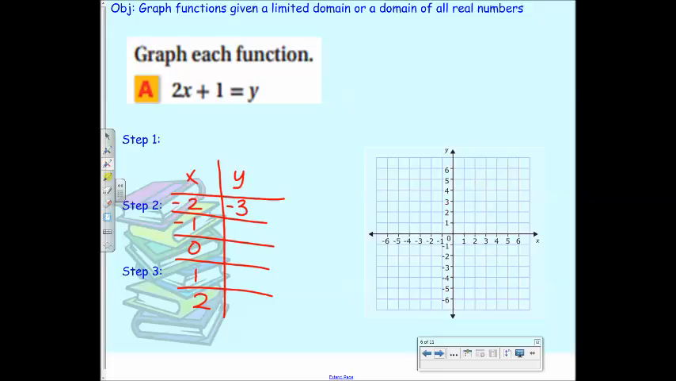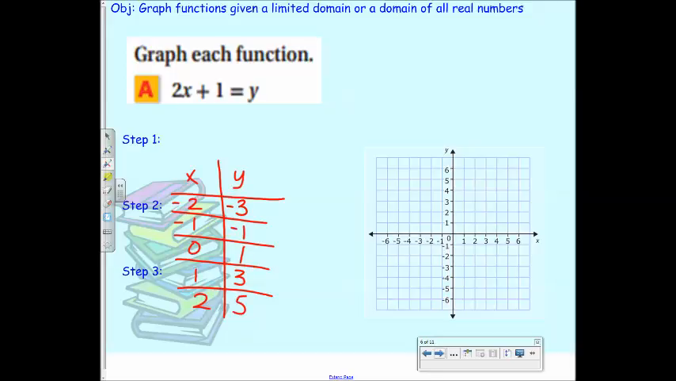2 times negative 1 is? Negative 2 plus 1 is? Negative 1. 0 times 2 is? Plus 1 is? 1 times 2 is? Plus 1 is? 2 times 2 is? Plus 1 is? And then step 3, what do?